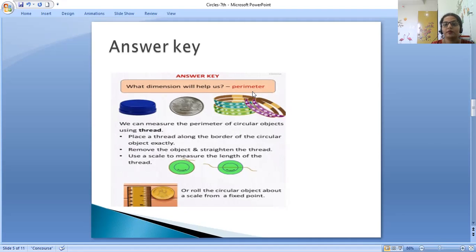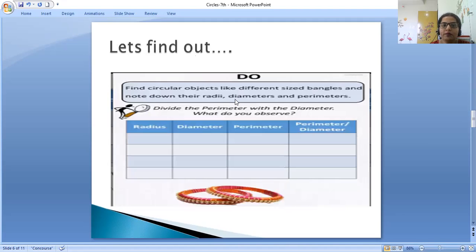All right. So now let's find out certain things. You all will go to a breakout room and you will discuss. You'll get certain bangles or any circular objects that you have. I would suggest bangles of different shapes, at least 4 or 5 bangles of different shapes. I told you to get these items ready beforehand, okay?